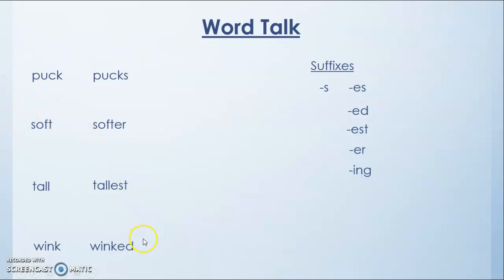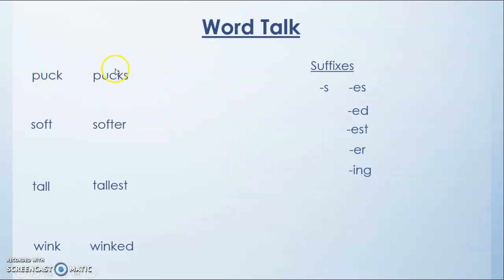Wink, if we add an ED, we would say winked. When we add an ED, we're talking about an action that has already happened. Winked. That means I winked at my friend yesterday. Just so you can see over here, see the ING. We don't have a word for that on this one, but if we were winking to our friend, it's something we are doing right now. It's an action that is happening as we speak.